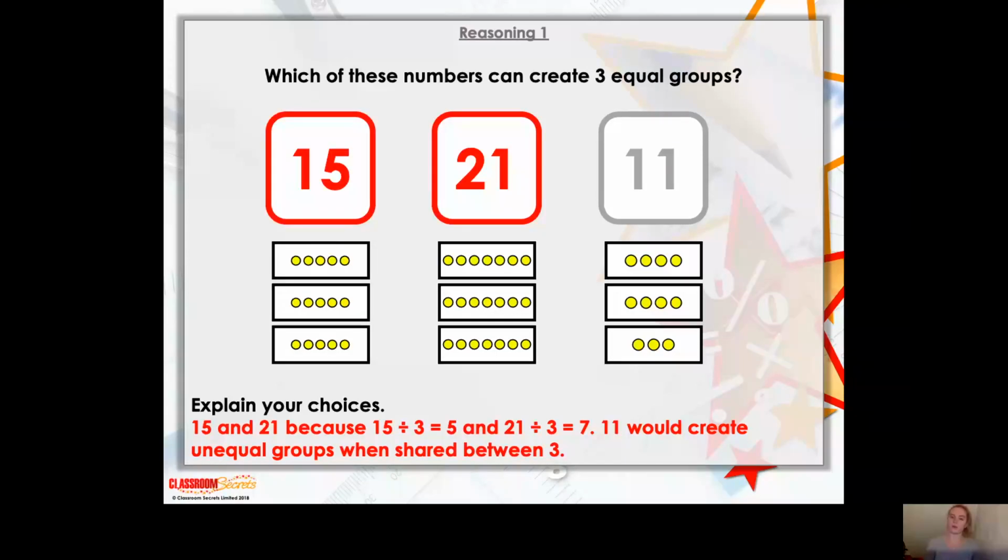Okay, now we've been able to sort those 2 out into 3 equal groups. What about 11? Well, the first group has 4, the second group has 4, and the third group only has 3. So therefore, they are not equal groups, are they? So you cannot share 11 counters equally between 3 groups. Fantastic. Well done if you got that one right.